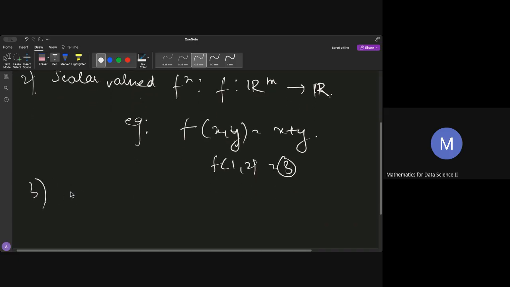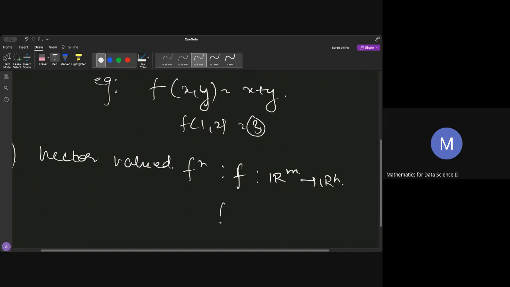Then next up we have vector valued functions, where the values of your function can be vectors as well, right? So vector valued is where the function's value can be a vector. That means your function this time will be from Rm to Rn.